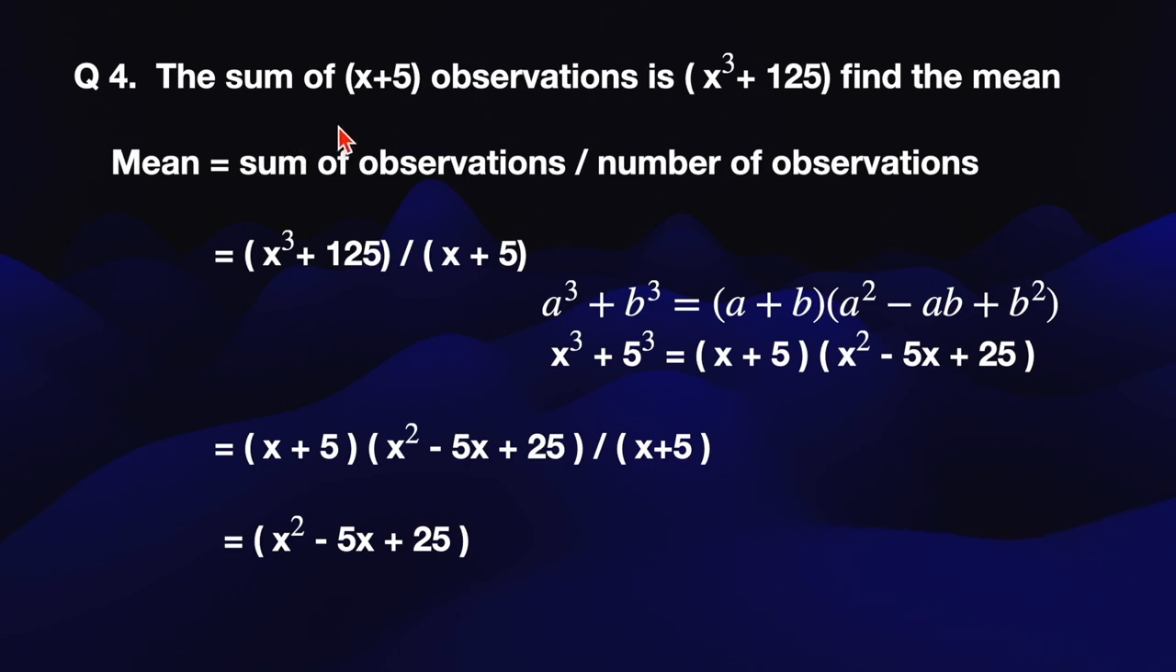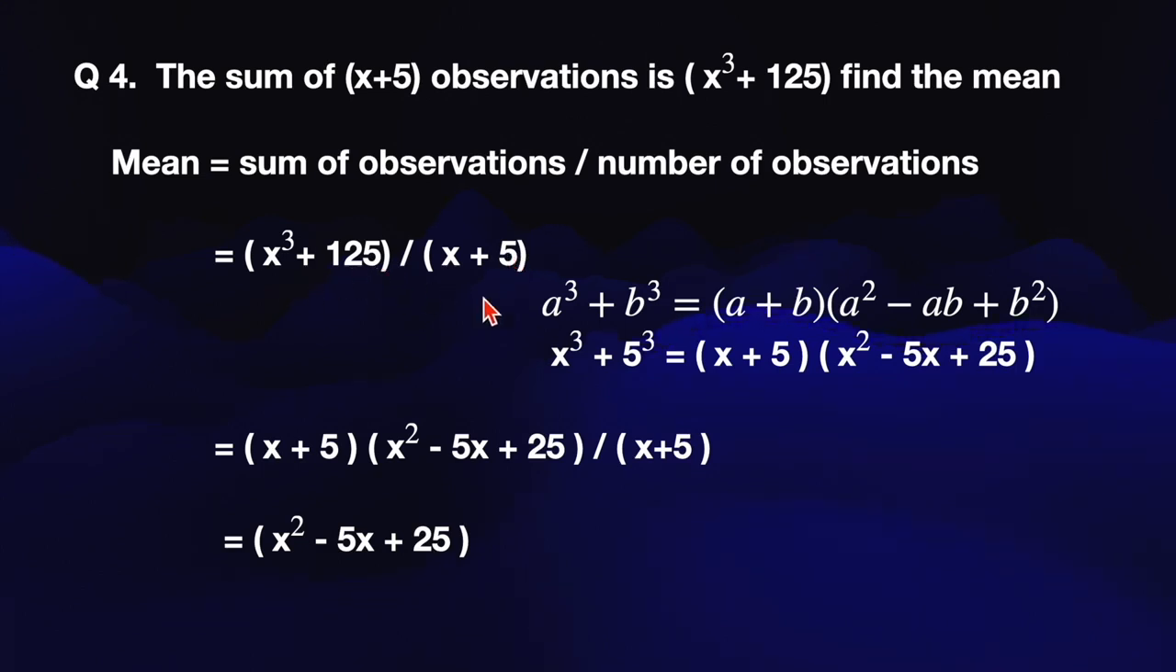Question 4. The sum of x plus 5 observations is x cube plus 125. Find the mean. Mean is equal to sum of observations divided by number of observations. So here the sum is x cube plus 125 and the total number of observations is x plus 5. So when you have to divide this.